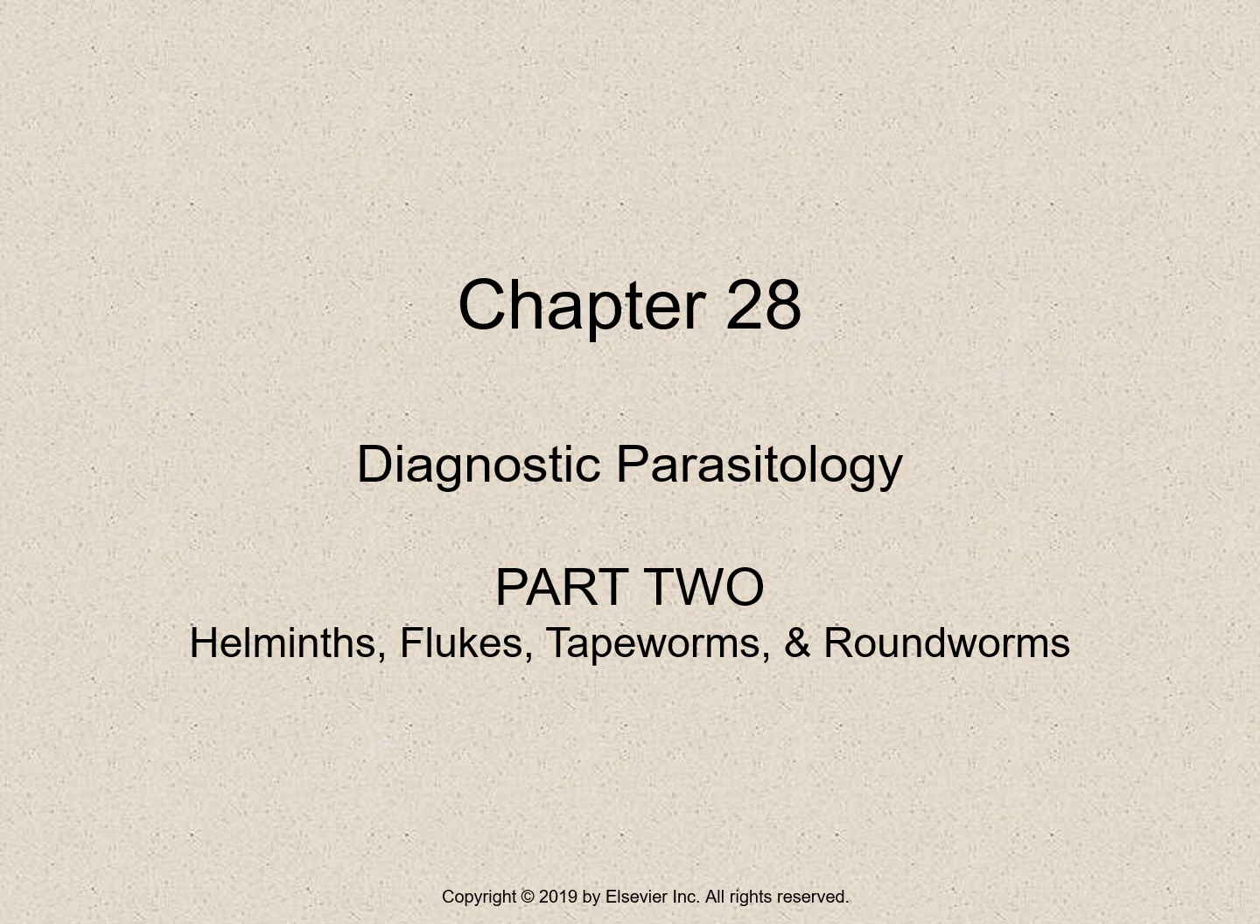The next section of Chapter 28 that we'll cover includes helminths, flukes, tapeworms, and roundworms. So these are the more complex organisms we'll discuss in parasitology. They belong to platyhelminths, or flatworms, which includes flukes and tapeworms, and aschelhelminths, which include roundworms.